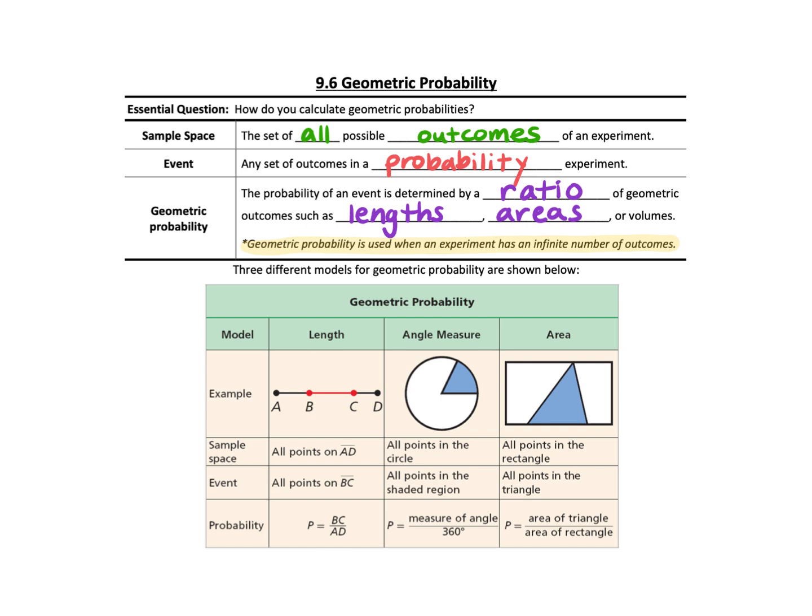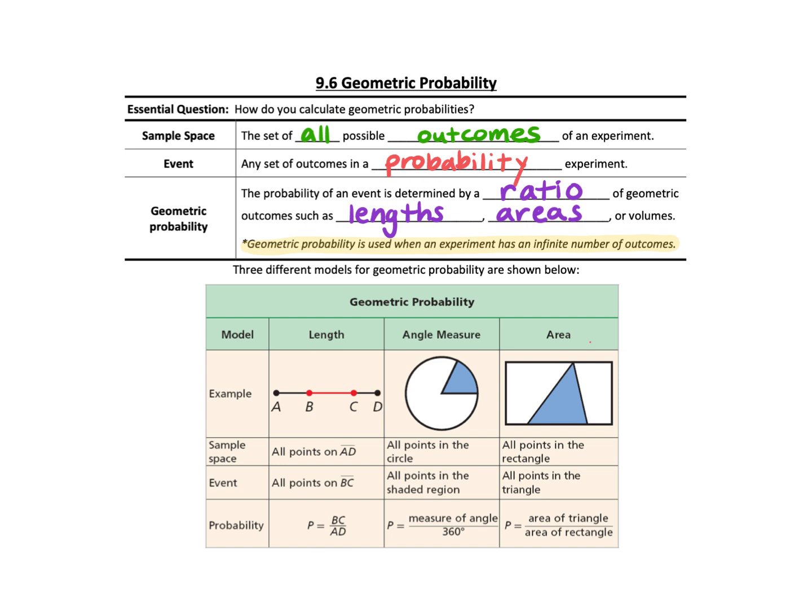We can also use angle measures to determine geometric probability. For example, we know that a circle is 360 degrees. So the sample space would be all the points on the circle, and then an event might be something like the shaded region. So for that shaded region, we take the measure of the angle divided by the total degrees, which is 360. Just like on this one, we divided by the total number of points possible, A through D.